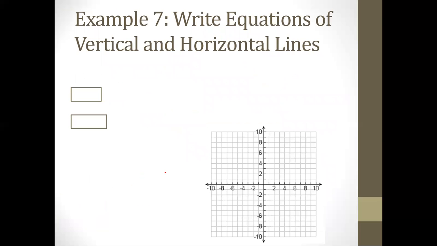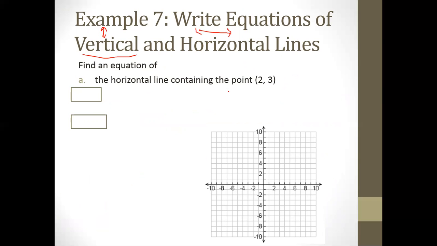All right, now we're going to write equations of vertical and horizontal lines. Remember, vertical means up and down. For this example, we have this ordered pair of 2, 3. So our x coordinate is 2, our y coordinate is 3. Let's plot this point. So when we're on our x-axis, we're going to move over 1, 2, and then on our y-axis, we'll go up 1, 2, 3. Here's that ordered pair of 2, 3.